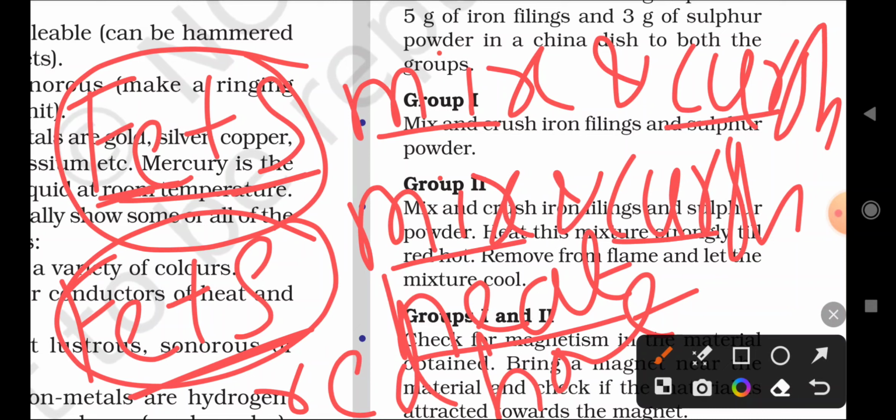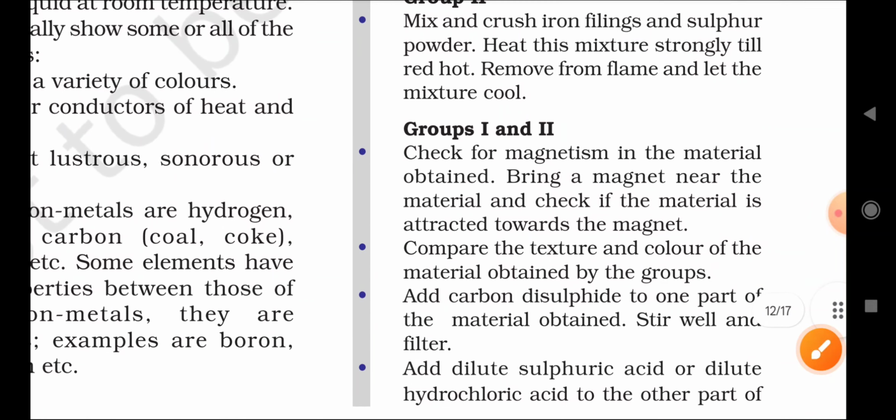After it becomes red hot, the iron plus sulfur powder should be cooled down.